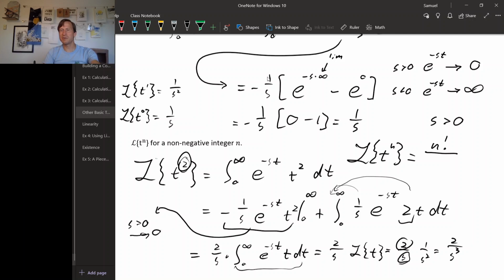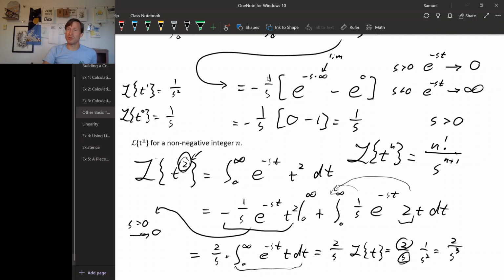And you can see in the denominator, every time you increase the power by 1, the denominator gets an extra factor of s, and so you're going to end up with s to the n plus 1. If you want to do a proper mathematical induction to prove this formula, that's entirely possible.